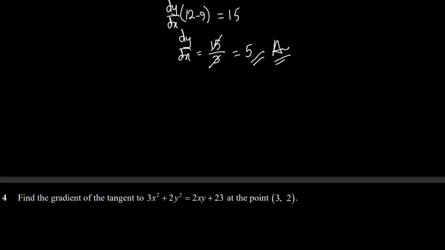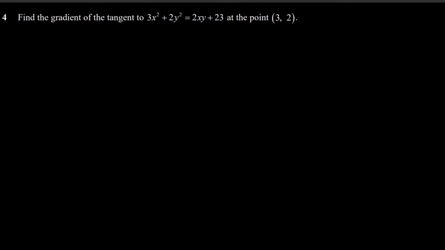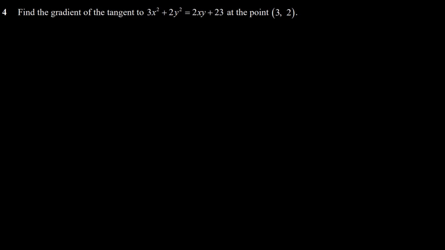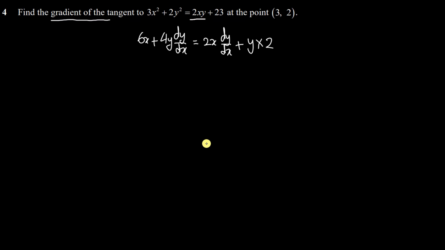Let me show another question. Say this is another question. Find the gradient of the tangent. The same procedure we are going to apply here, which gives us the gradient of the tangent, meaning we need to differentiate with respect to x in this implicit function: 6x plus this gives us 4y, then dy by dx equals 2x dy by dx, then plus y into, if we differentiate 2x, it gives us 2. We are going to apply the product rule on this 2xy.